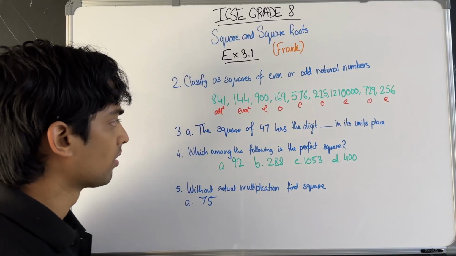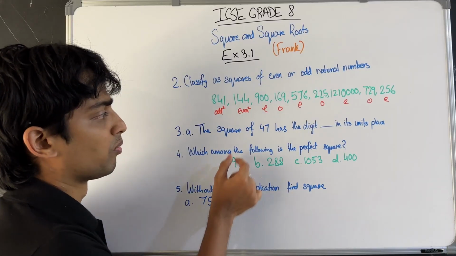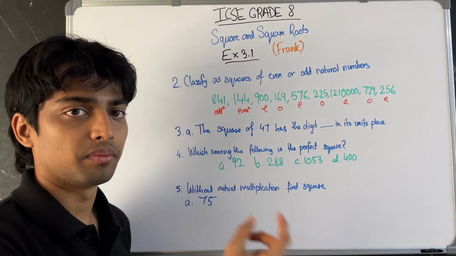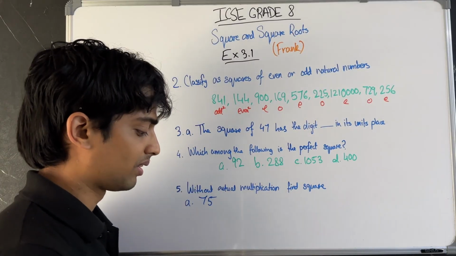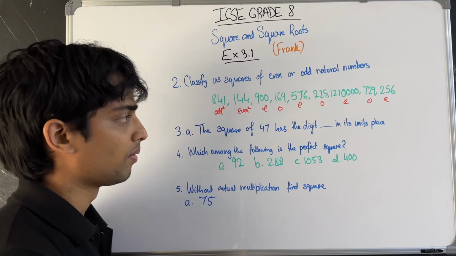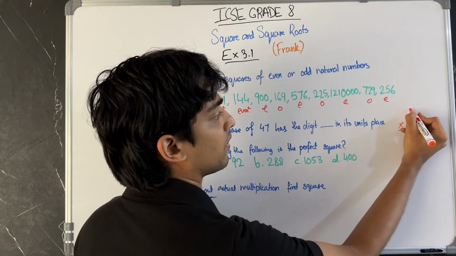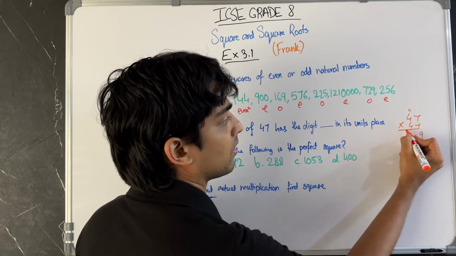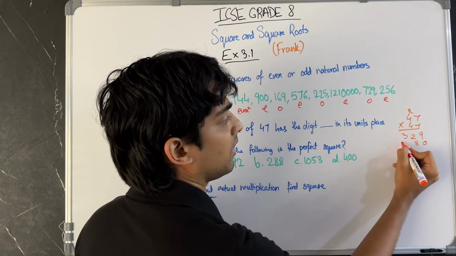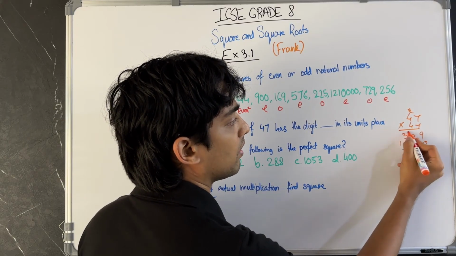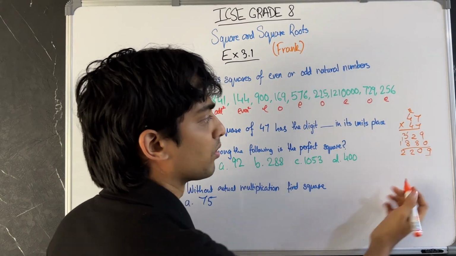Next, the square of 47 has the digit blank in its units place. So 47 is a number. They are asking, when we square it, meaning 47 into 47, what will be the digit at the units place of the answer? Now it's actually very easy, we don't need to actually solve it. But let's try multiplying 47 into 47. 7 7s are 49, 7 4s are 28, plus 4 is 32, 0, 7 4s are 28, 4 4s are 16, 18. We add: 9, 8 plus 4 is 12, 2209. Units place the number is 9, so the answer is 9.